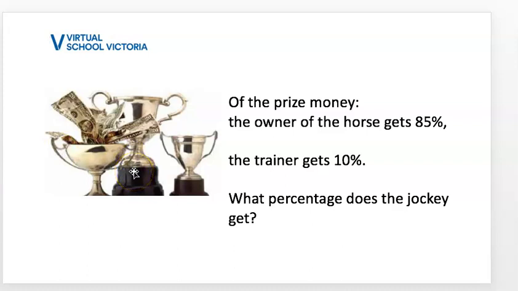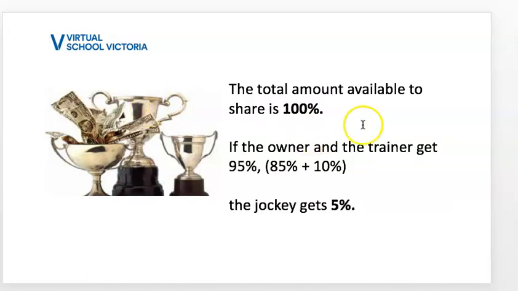Of the prize money, the owner of the horse gets 85%, the trainer gets 10%. What percentage does the jockey get? The total amount available is 100%. And if the owner and the trainer get 95%, the jockey will have 5%.